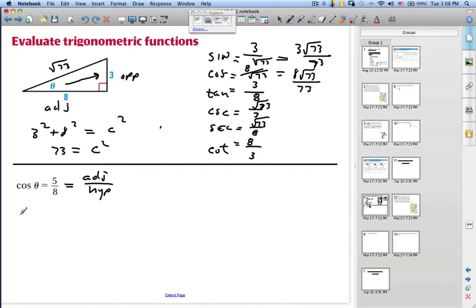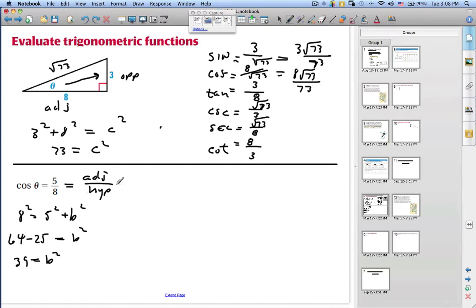So that means that I know that 8 squared was equal to 5 squared plus my unknown side squared. So 64 minus 25 would be b squared. So that's going to be 39 is equal to b squared.